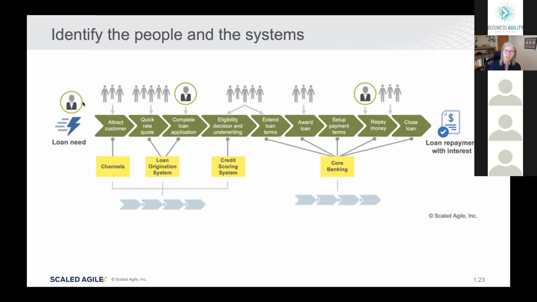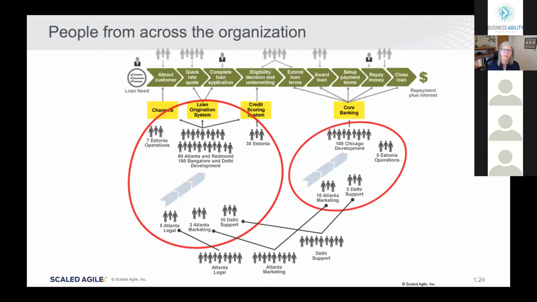So in order for that to happen, people from all those different functions need to agree to dedicate people to these cross-functional agile teams. All right, so how does that look when we take another click in? So here we have, we're attracting the customer, we've identified a few systems. This time we're talking about the mobile app that we're going to deliver the loan through. So look at all these people that could be involved.